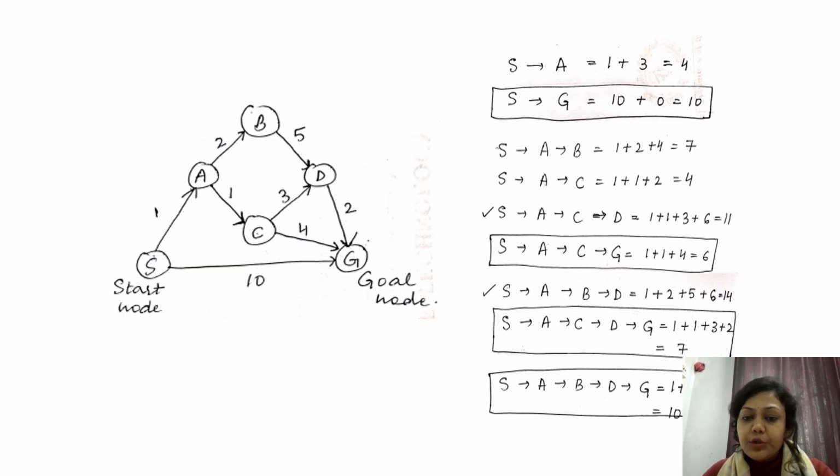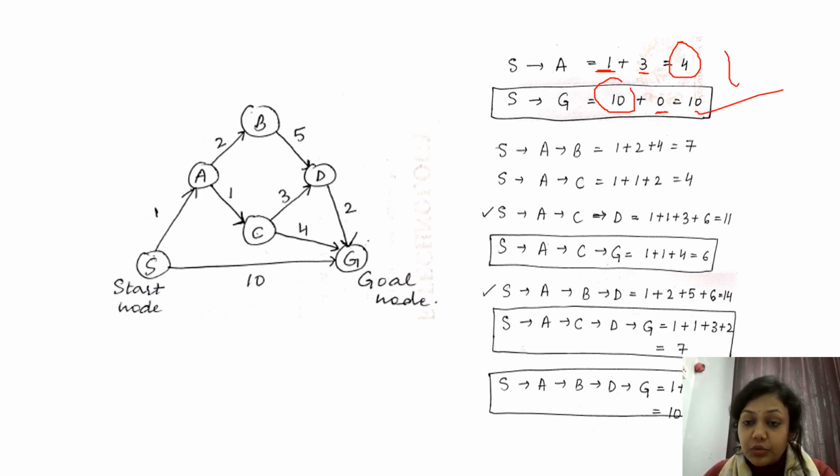Now, in this numerical, as we can see, first we will start from the starting node S. It is going to A and it is going to G. Now, S to A is 1 plus 3. What is 1? It is the path value from S to A and the heuristic value for A is 3. Okay, so the answer will be 4. Now, for S to G, the path value is 10 and the heuristic value for G is 0. So the path will be 10.